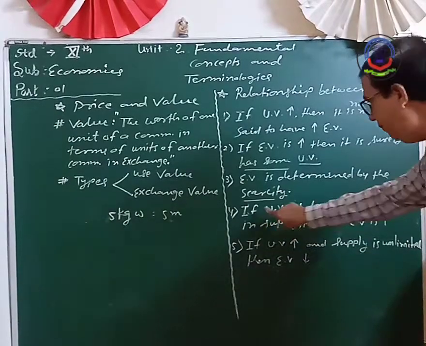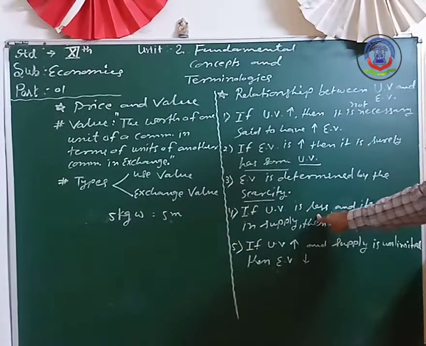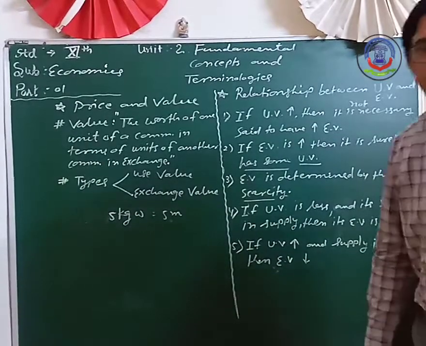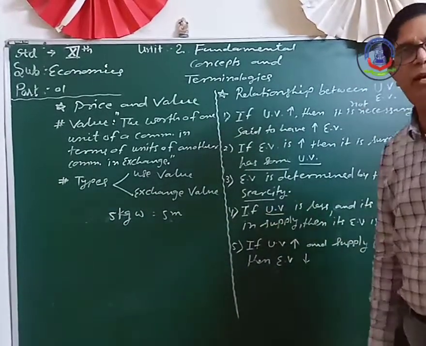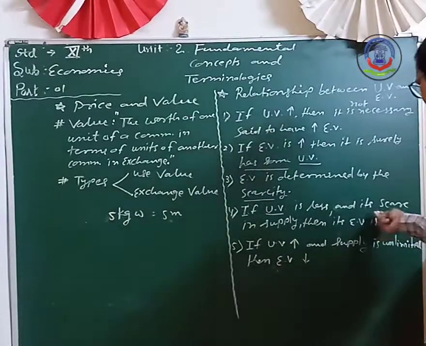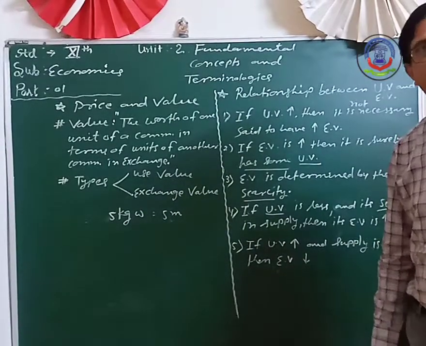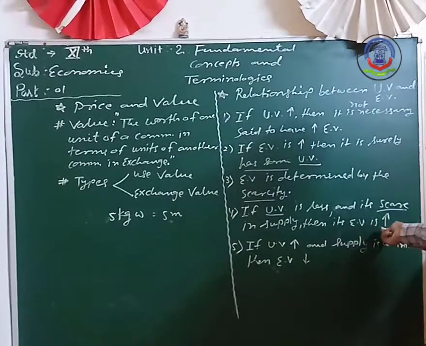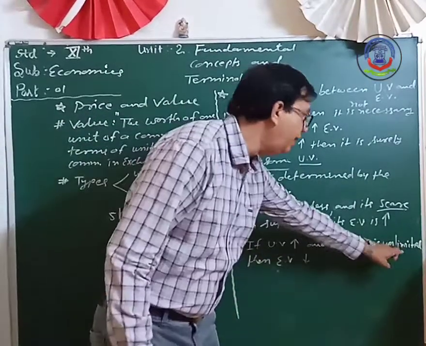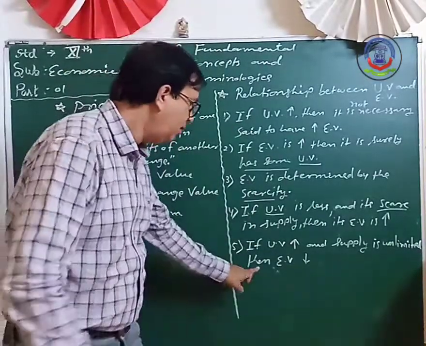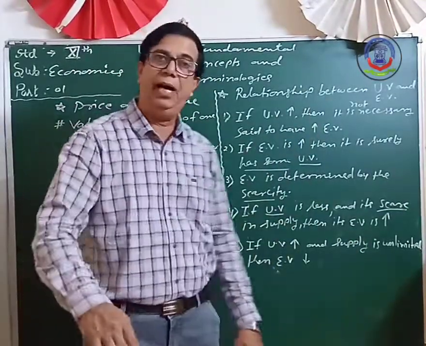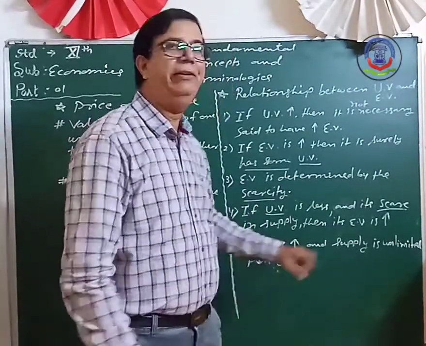Once again, see here, if use value is less and it's scarce in supply, then its exchange value is high. That means you can use diamond jewelry and golden jewelry occasionally, rarely, but there is a scarcity of gold and diamond, and that's why its exchange value is high. And the next one, if use value is high and supply is unlimited, unlimited means abundant, then exchange value is less. See, use value is high and supply is unlimited, so exchange value is less.